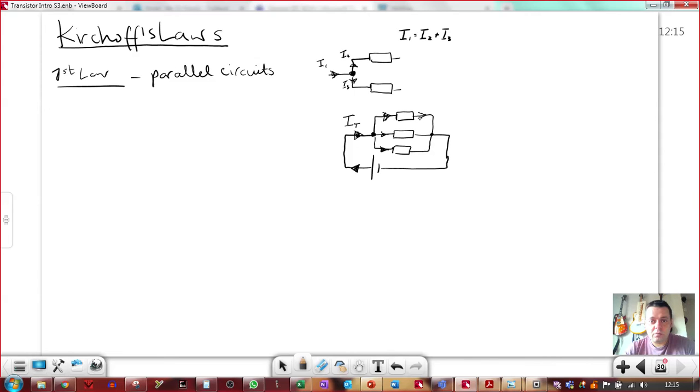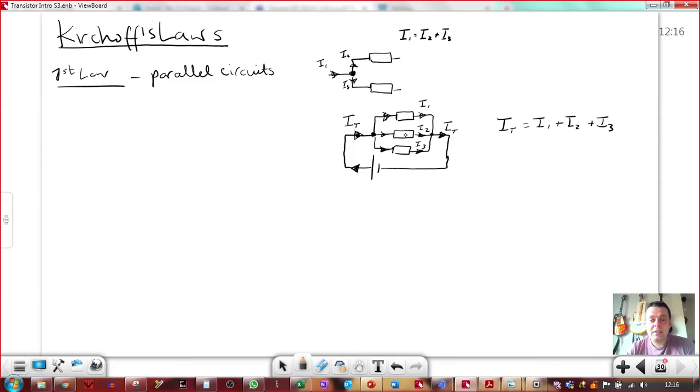That current will continue through here and then recombine at the node and then become that full circuit current again. So it'll be IT on this side as well, yeah. These 3 currents in here will be individual currents, I1, I2, I3. Doesn't really matter what you call them, just as long as you give them names. So it could be seen here that IT equals I1 plus I2 plus I3.